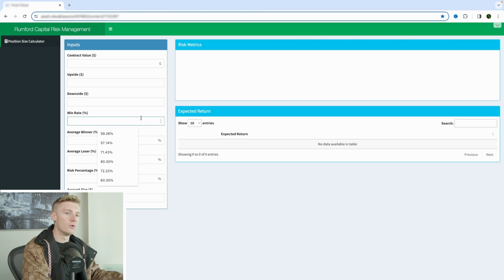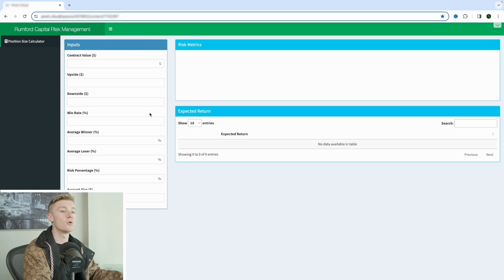Okay, so let's just hop right into it, and I'm going to run you through some examples of actual trades and how I implement this on a daily basis within my trading and my system as a whole. Now, the first variable that is specific to myself, using this calculator, is going to be my win rate.